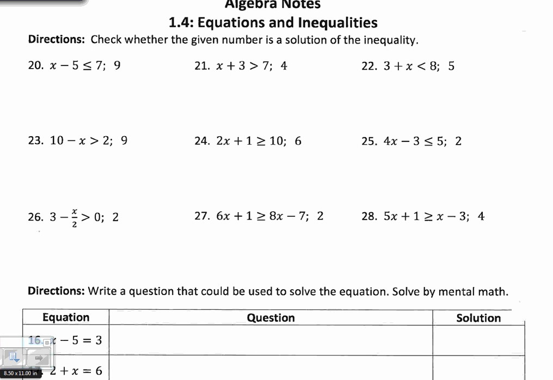So it wants me to take the number and plug it in. Here the number they gave me is 9, and they want me to plug it in for x. So anywhere there's an x, I take it out and I put in 9. So here I get 9 minus 5 is less than or equal to 7. Okay, so then we do our subtraction. 9 minus 5 would be 4.